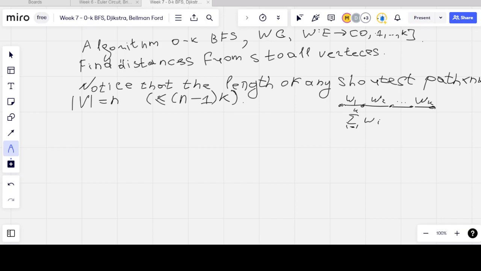So for the algorithm we create nk queues, and in these queues we store vertices which have length from S equal to the queue's index.